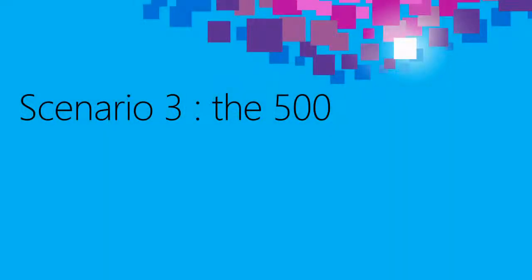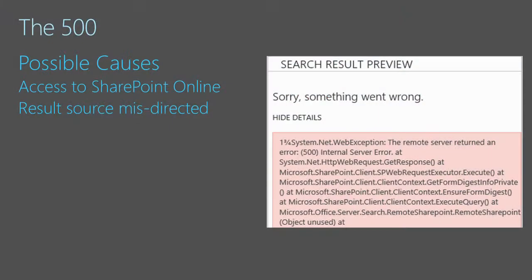We're going to look into another interesting scenario, which is 500. Again, it's the same set of tools out of box. Do a result source, query rule, you would see 500. Now, what was this 500? Here is what you would see as an error in the result source.